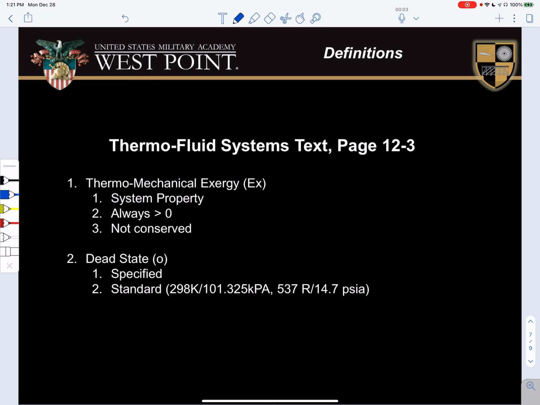The dead state's another important concept related to the idea of exergy, and it's either specified what the dead state is, or if it's not specified, then you're to use a standard atmospheric assumption, either 298 Kelvin, 101.3 kilopascals, or if you're in the English system, 537 Rankine and 14.7 pounds per square inch absolute. So those are the temperatures and pressures that you use for the dead state, either the specified boundary conditions or the standard conditions in the absence of the specification.